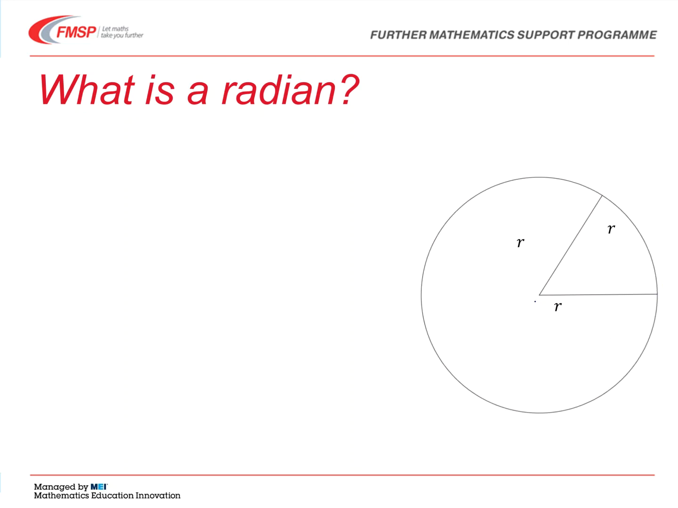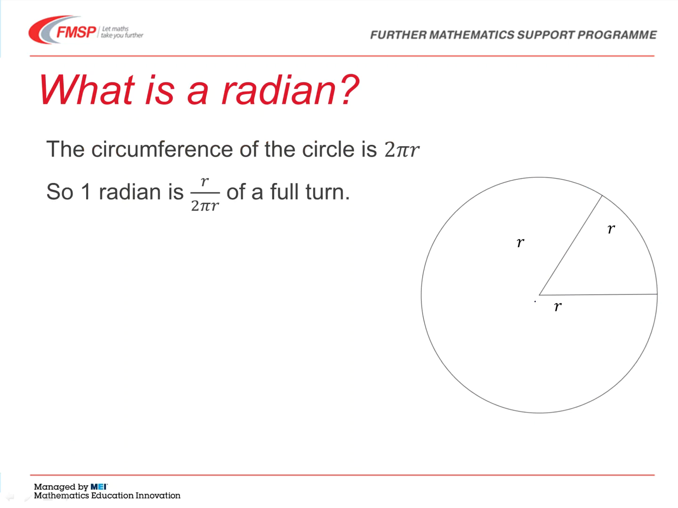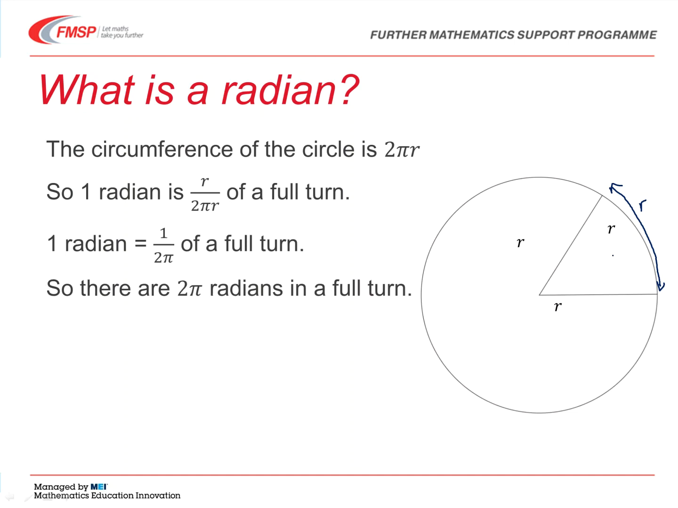OK. So, the circumference of the circle is 2 pi r. Our arc here has length r, so that's r over 2 pi r of a full turn. We can simplify that to get that 1 radian is 1/2 pi of a full turn, so that there are 2 pi radians in a full turn. 2 pi is just a bit bigger than 6, so 1/2 pi is just a bit smaller than 1/6 of a circle. So 1 radian is approximately equal to 60 degrees, just a little bit smaller than that.